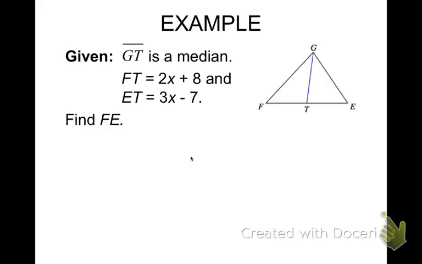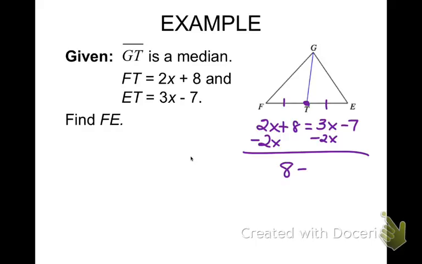All right, next one. Oh boy, I see algebraic expressions. All right, GT is the median. Again, that means T is the midpoint. I get congruent parts. FT is 2x plus 8. TE is 3x minus 7. Well, what am I going to do with those two things? Set them equal to each other and solve for x. Me personally, I like to move the smaller x over to the larger x, so I do not need to deal with negatives. So I'm going to subtract 2x from both sides. So I get 8 equals x minus 7. Adding 7 to both sides gets us 15 is equal to x.